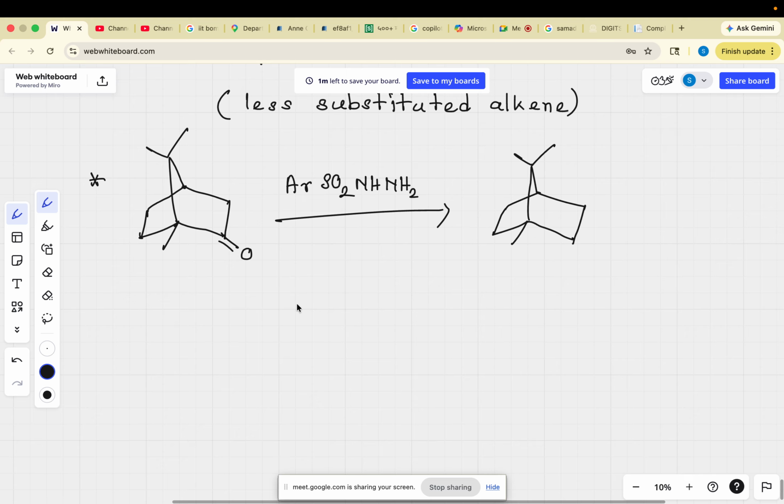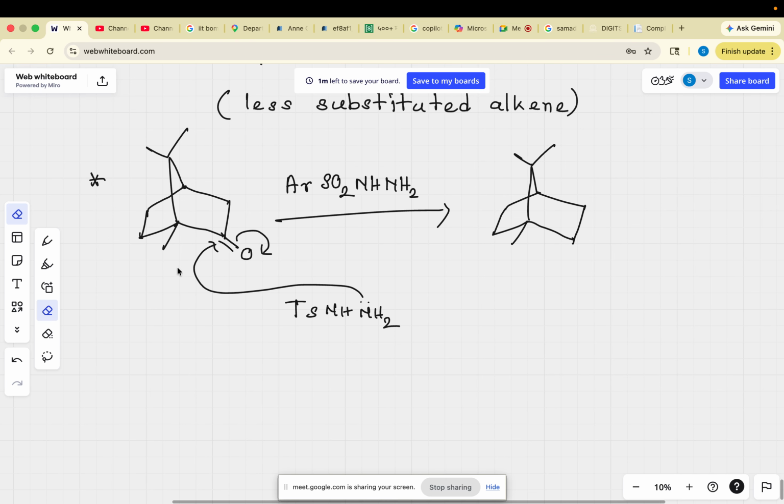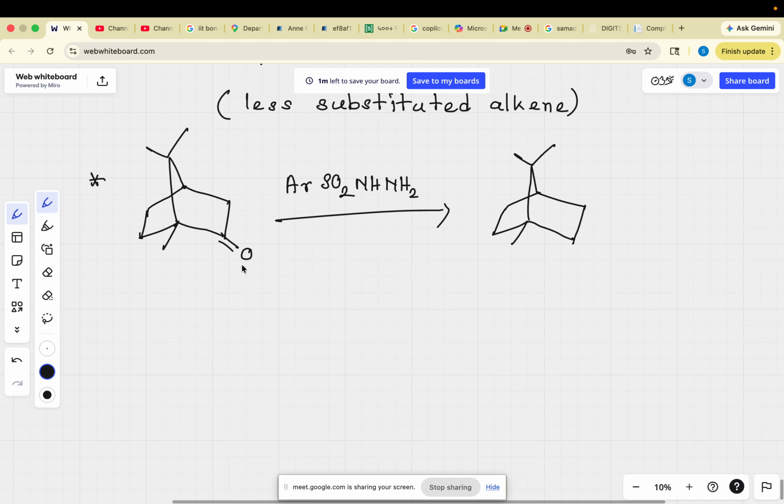Not getting. Suppose you are using tosyl hydrazide. What will you get? Water will be removed, you have to remove water. You can do it by mechanism also: NH2 will attack here, this bond will break, ultimately it becomes OH and you get NH here, and you can release water from there also. So basically you can do it in one step, water will release, removing oxygen from here and H2 from here.